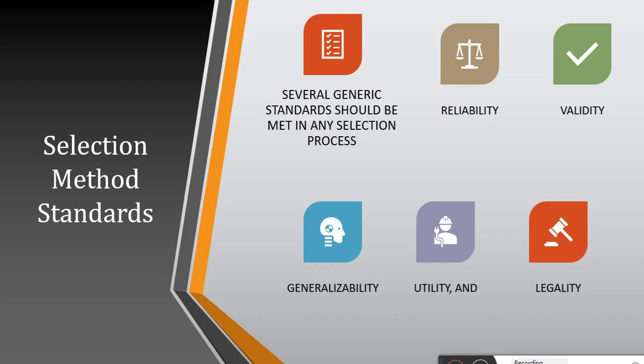One is reliability. Reliability is that the test, or whatever procedure or methods you are using, must be consistent with its results. Whereas validity is that the test must measure what it says it's supposed to measure. Generalizability: the test can be generalized. It must have some utility, and there is some legality of these things which are important in any context, whatever the type of test you are using. So it's very important.